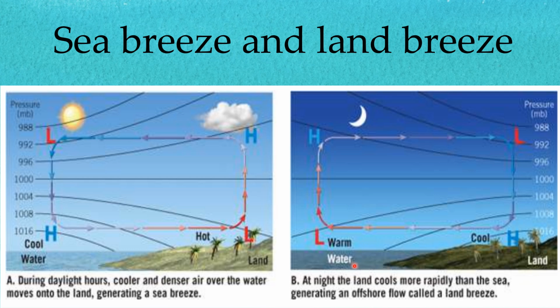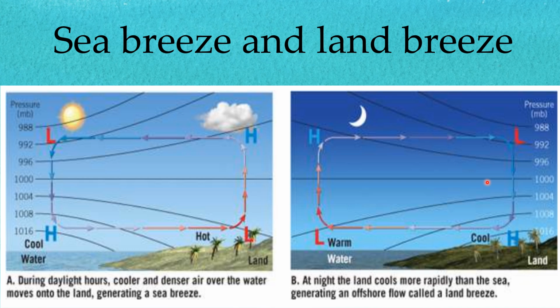At nighttime, the land cools more rapidly than the sea, and thereby it generates an offshore flow called the land breeze. So the land is cooler, and the air goes from high pressure to low pressure, from the land to the water. That's why it's called the land breeze. This pressure difference again causes the air aloft to blow away from the land.